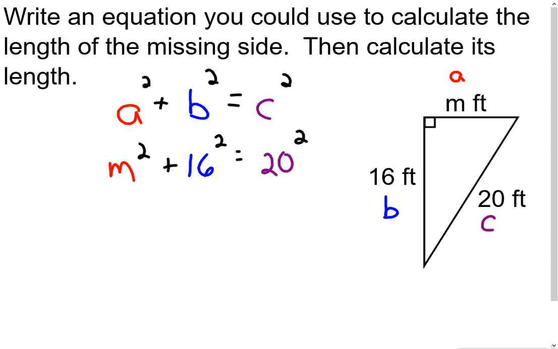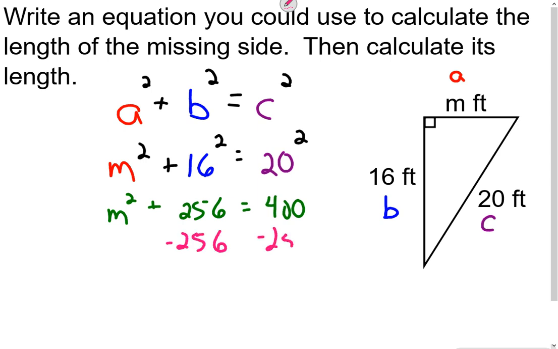Now, I look to solve this equation. Well, I want to get rid of those squares first. In other words, I have to square those two numbers. If we square 16, we get 256. Square 20, we get 400. And now we have m squared plus 256 equal to 400. Next thing I would do is subtract the 256 to get the m squared all by itself. And now we have m squared equal to 144.